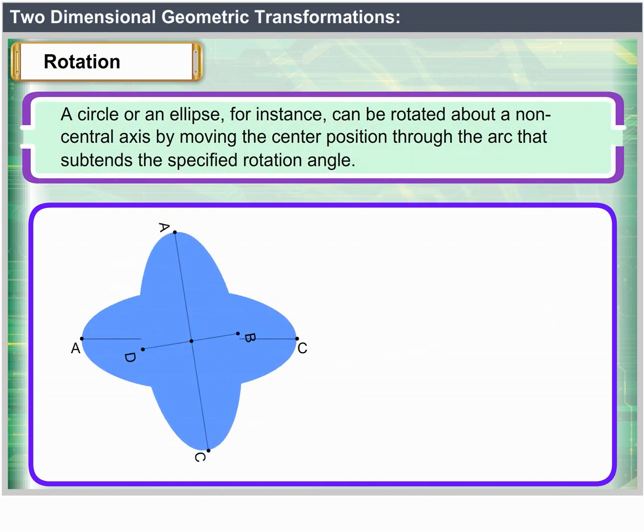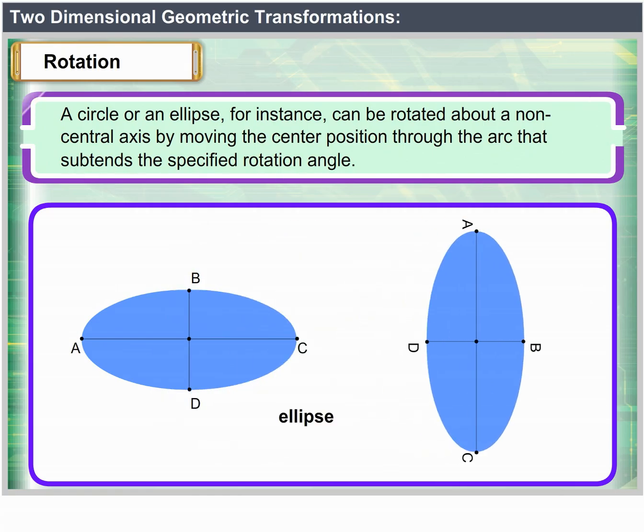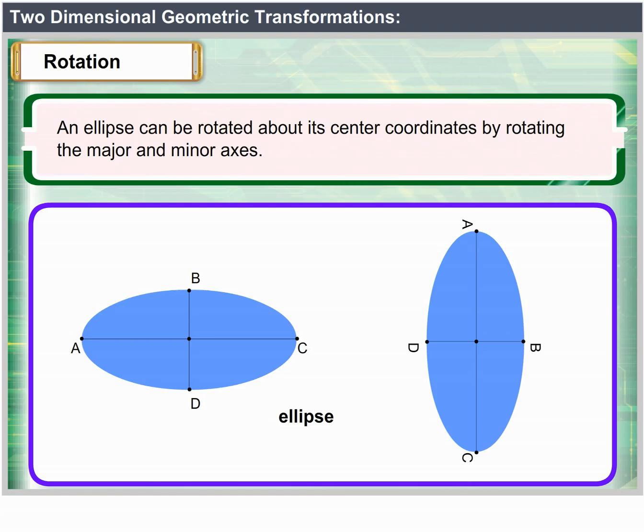A circle or an ellipse, for instance, can be rotated about a non-central axis by moving the center position through the arc that subtends the specified rotation angle. An ellipse can be rotated about its center coordinates by rotating the major and minor axes.